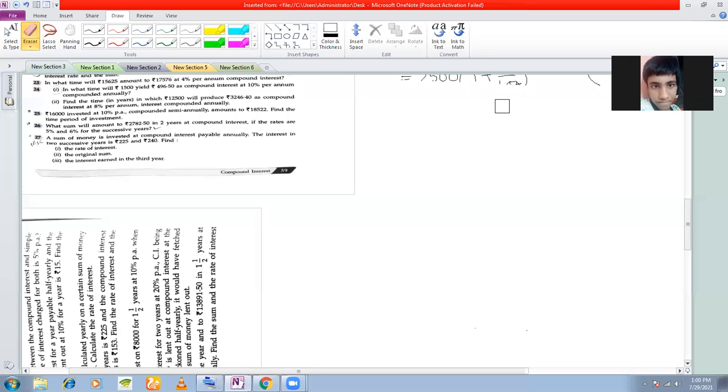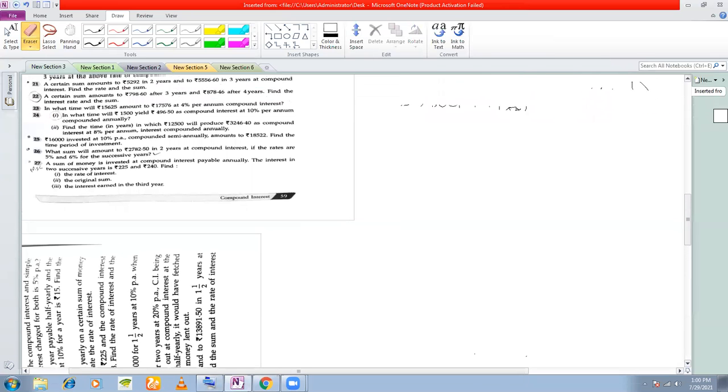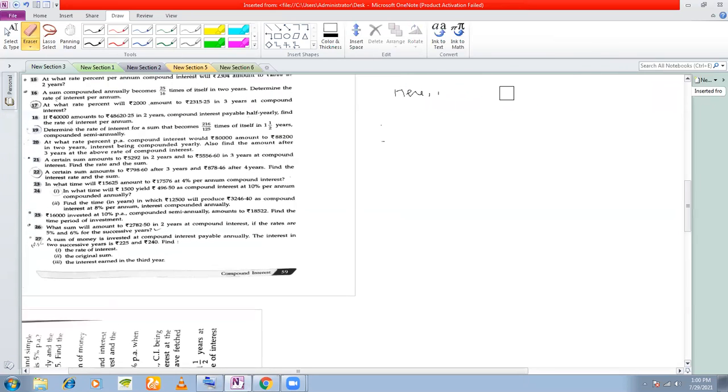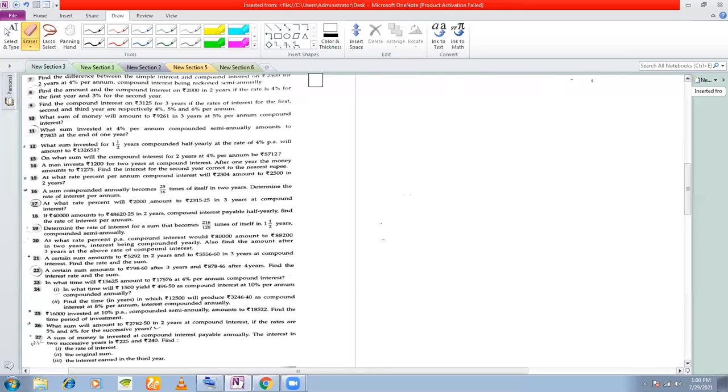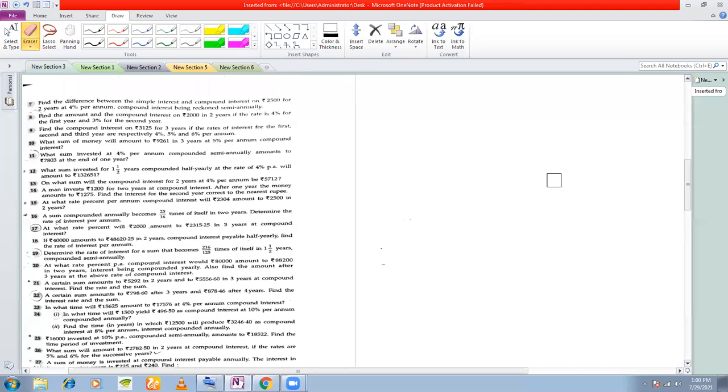The next problem is number 13 that we are going to do. Now, as I told you, be very careful with half yearly and quarterly rate of interest. You have to look in the question whether interest is compounded half yearly, annually, or semi-annually, or quarterly. You have to see that in the question. Okay, let's see the next one, number 13.